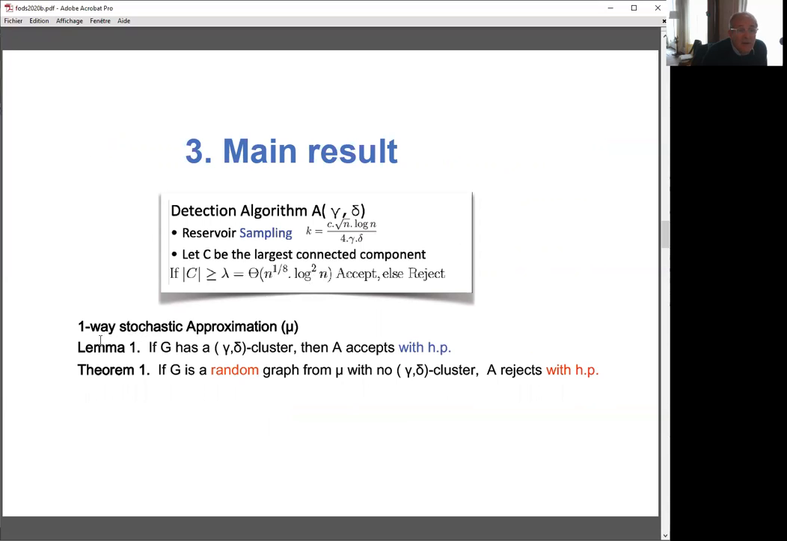Our main results are this one-way stochastic approximation. If the graph has a cluster, we have to accept with high probability. And if we take a random graph from mu with no cluster, we have to reject with high probability. Notice that here we use a red marker for high probability because it's not the same probabilistic space. In the first case, it is a choice of the algorithm, the choice of sampling, and in the second case, it is a product of taking a random graph from mu with the sampling of the algorithm.